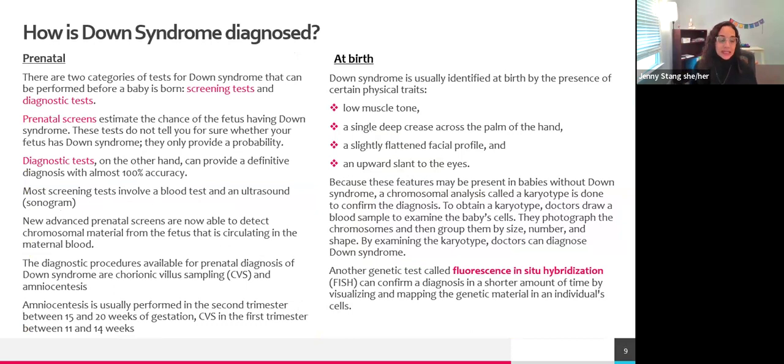So prenatal screens estimate the chances of a baby having Down syndrome, but they are not going to tell you for sure whether they have Down syndrome. They can only provide a probability. Diagnostic tests, on the other hand, can provide a definitive diagnosis with almost 100% accuracy. So we're going to go over those here in more detail.